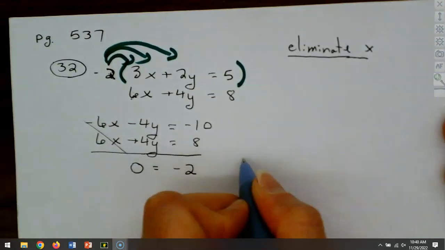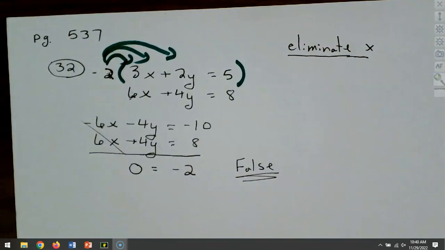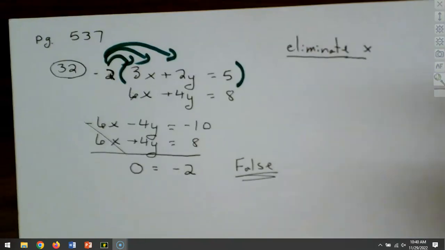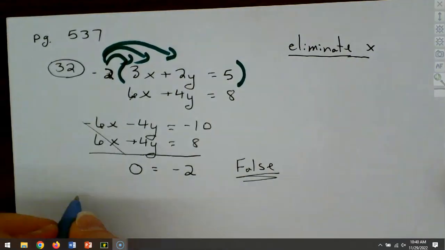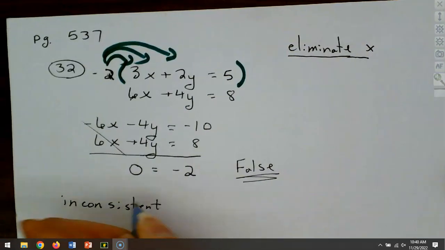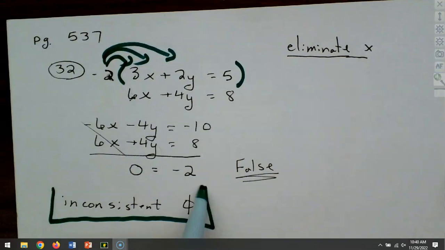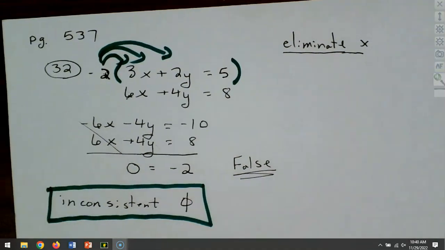Now, this is a false statement. It's a false statement because can 0 equal a negative 2? No, right? We cannot solve it and we cannot get an answer. So this is false. Now, we call this inconsistent. So it's called inconsistent, and it has no solution. So it's inconsistent, and it has no solution because it's false. It's just like a contradiction. We just don't say contradiction, we say inconsistent.